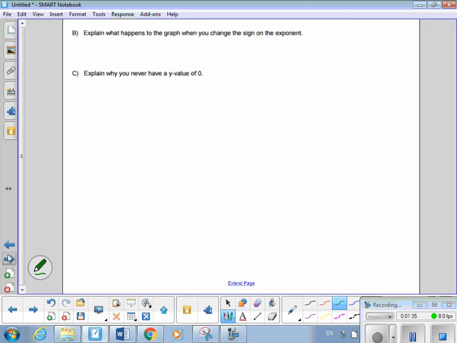Okay, then we look at the next one, explain what happens to the graph when you change the sign on the exponent. So for instance, if I go back to this same one that we were on, if I change the sign on the exponent, in other words, it's asking what happens if it's negative x up here. Again, explore it, and as I said, you have lots of different apps if you're using an app, or you can actually go to desmos.com if you're on a PC.